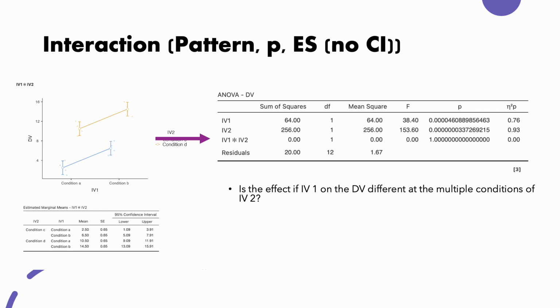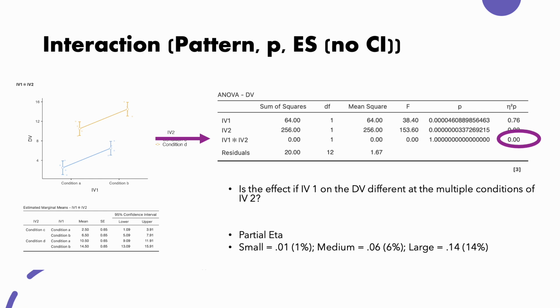Just because we don't see an interaction pattern doesn't mean there's not one there. So we look at the interaction line. Our pattern doesn't look like there's an interaction. Okay. But we still have to look at our p-value. Our p-value is 1. This is greater than 0.05. Okay, so we do not have evidence that our effect is better than nothing. Technically, it's inconclusive. And we can see that the partial eta squared is 0, which in terms of partial eta squared is less than small.